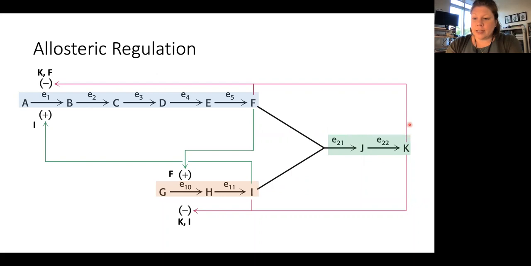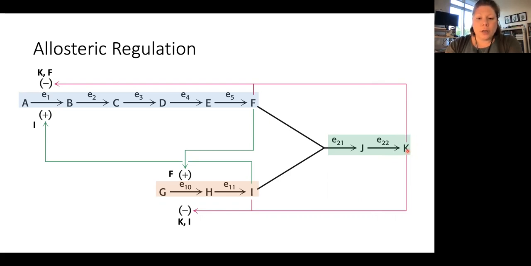These arrows are showing us that K can feed back. If we've got lots of K around, if this enzyme pathway has done its job and we've got so much K around, K is going to feed back and inhibit the activity of this pathway and also of this little orange pathway down here. Because I don't need more F and I if I've got plenty of K, right? K is the terminal output of this pathway.